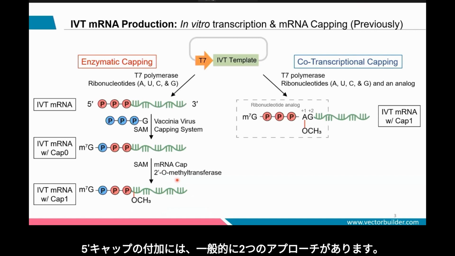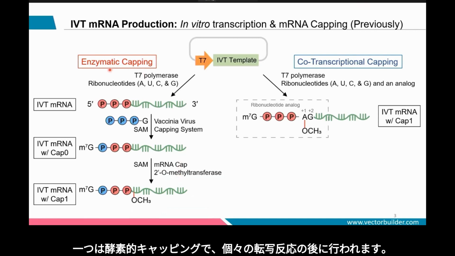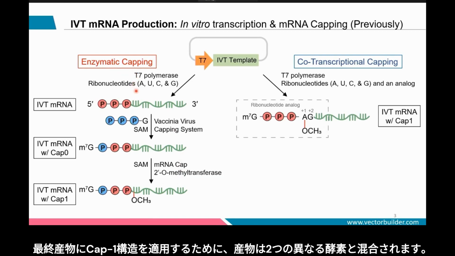To add the 5' cap, there are basically two popular approaches. The first one is called enzymatic capping, which happens after the in vitro transcription reaction. The products will be mixed with two different enzymes to apply the cap1 structure to the final product.